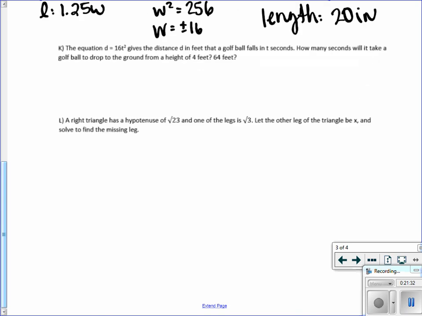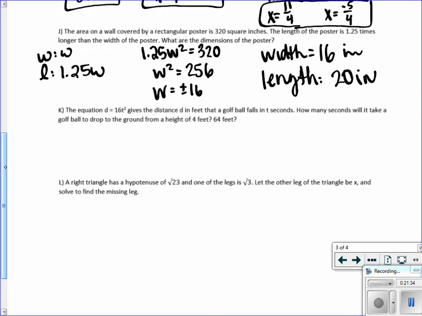Okay. Let's go to K. Nice part in K. If you look at that third word, it gives you the equation. So the equation D equals 16t squared gives the distance D in feet that a golf ball falls in t seconds. How many seconds will it take a golf ball to drop to the ground from a height of 4 feet or 64 feet? So we're solving two different things. It's asking about 4 feet and it's asking about 64 feet.